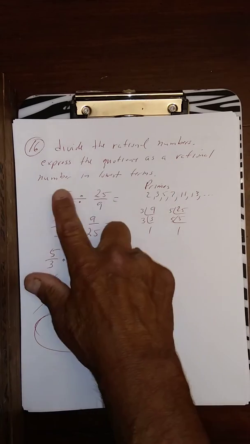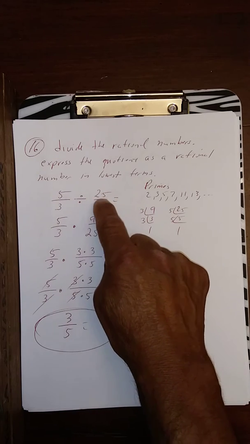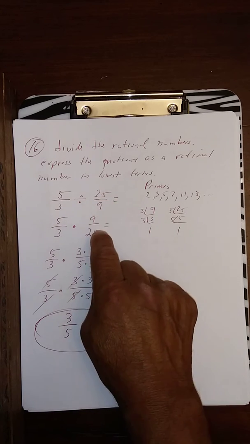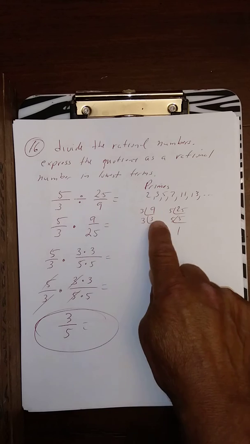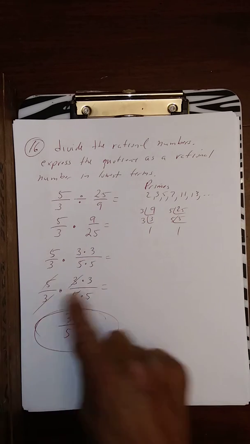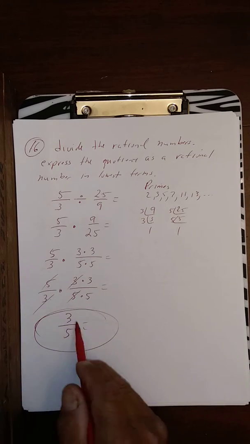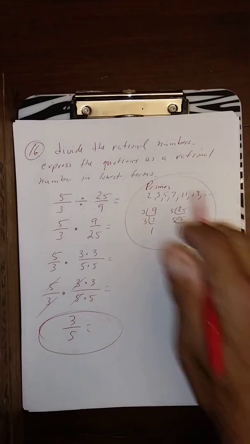Divide the rational number, express the quotient as a rational number in lowest terms. Alright, so 5 over 3, 25 over 9. But the reciprocal of this, 9 over 25. Factor this one. 9 is 3, 3. 25, 5, 5. So now we can cancel. These cancel, 5 cancel, we're left with 3 over 5. And using the primes right here.